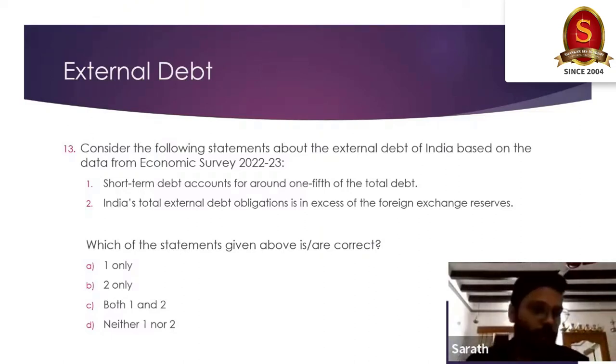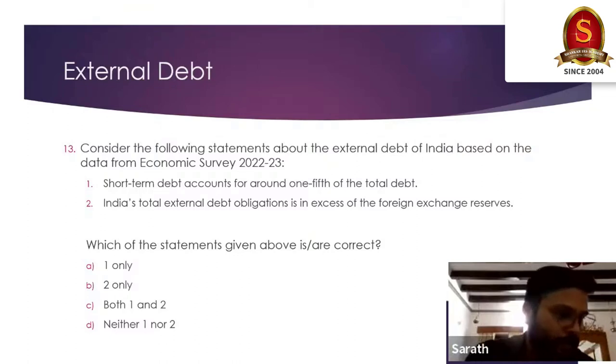Okay, so I'll answer. There is one more question that has come in. I'll answer that also. So this is short-term debt accounts for around 1/5 of the total debt. That is correct. India's total external debt obligation is in excess of forex reserves. That is also correct. We just saw as per the data from the economic survey, most recent data. So both the statements are correct.